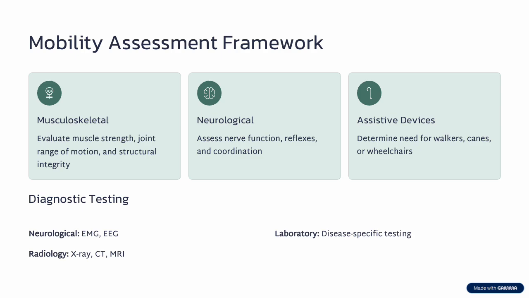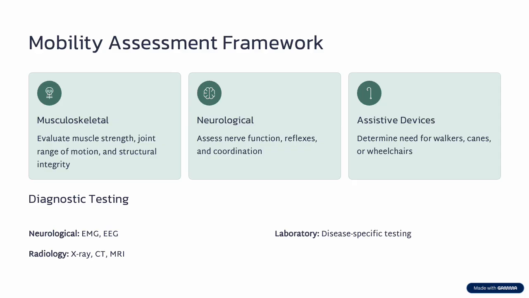Just looking at the mobility assessment framework again, just as a reminder, musculoskeletal evaluation, we're going to look at muscle strength, joint range of motion, structural integrity. This should all be hopefully a refresher from 108. Neurological assessment, again, we're going to assess nerve functions, reflexes, coordination, level of consciousness, alertness, etc. Assistive devices, we're going to determine the need, back to looking at mobility, need for walkers, canes, wheelchairs, or any other assistive devices.